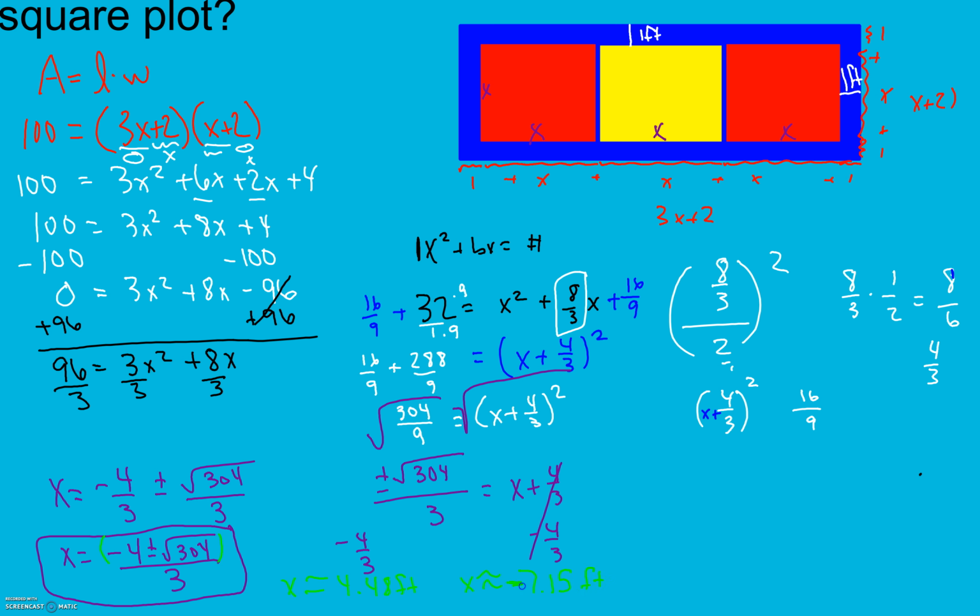Keep in mind, we're talking feet here. Can we have negative 7 feet? No. So the only answer we're going to go with here is that it's going to be about 4.48 feet. Okay, so each side of our plots are going to be 4.48 feet.